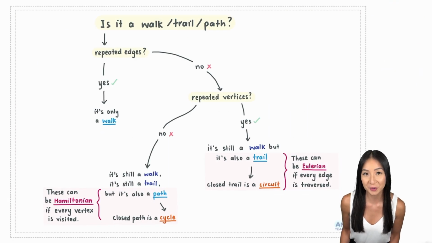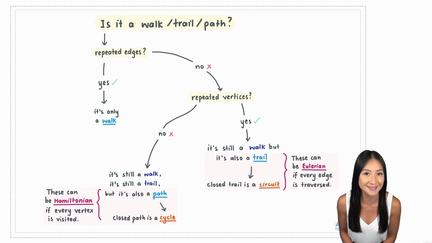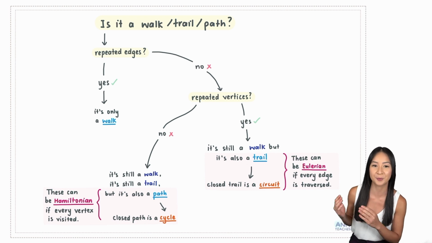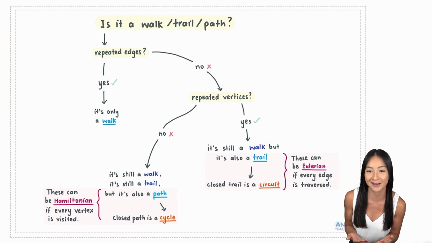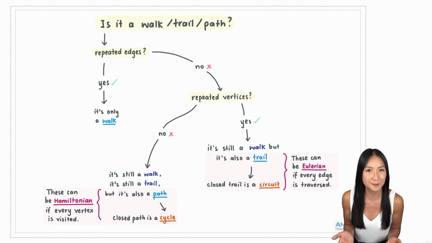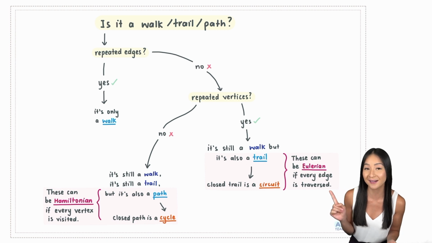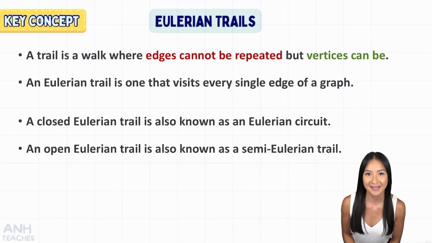Now, if you don't recall what the difference is between a walk, a trail, and a path, I highly recommend you go back to my introduction to graph theory video where I talk about these things and also where I first bring up this graphic that can help you distinguish between the 3: walk, trail, path. We're going to be focusing on this section here, trails, and also how they can be Eulerian if every edge is traversed. Now, of course, I'm not going to leave you completely in the lurch.